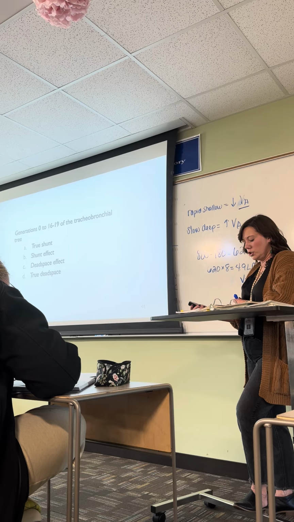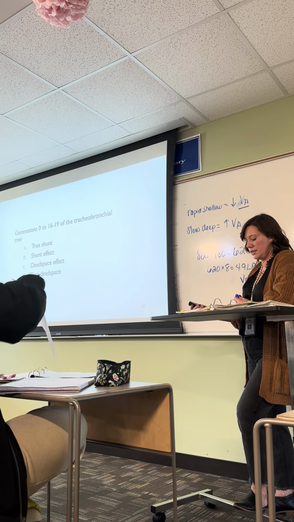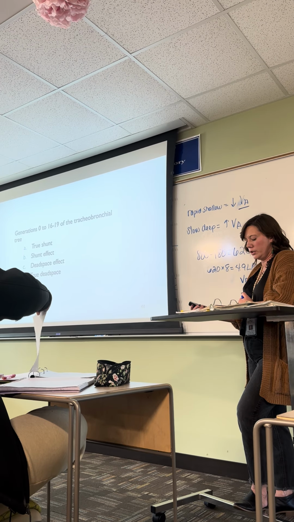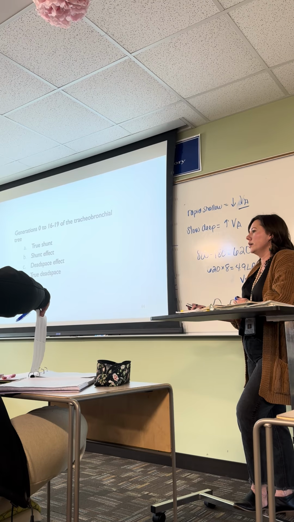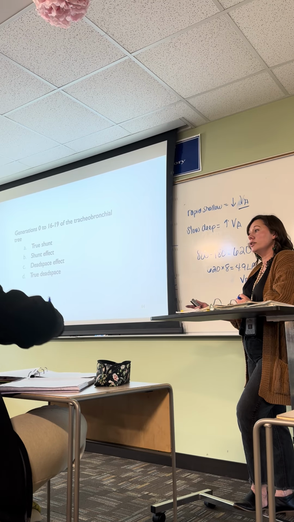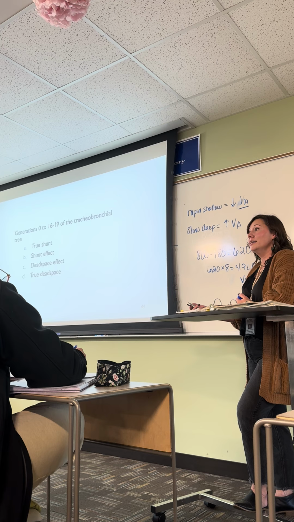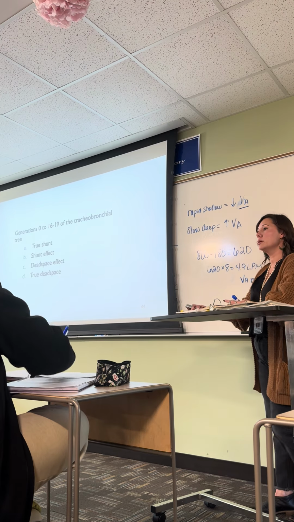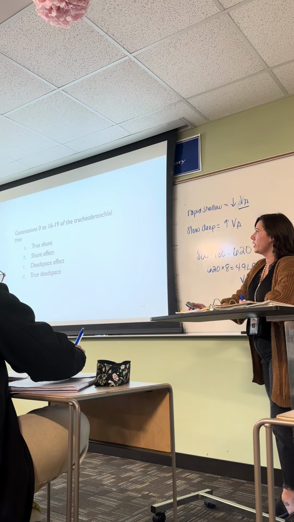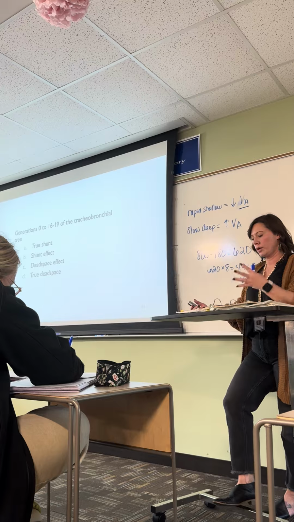Okay. Generations 0 to 16 through 19 of the tracheobronchial tree. What do you think is going on there? Is that true dead space? It's not true dead space. That's a dead space effect, right? Because we do have some perfusion. So C, dead space effect. So these are those conducting airways, the upper airway.